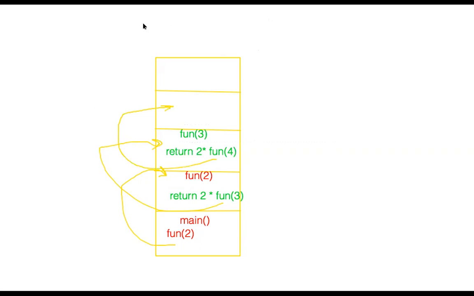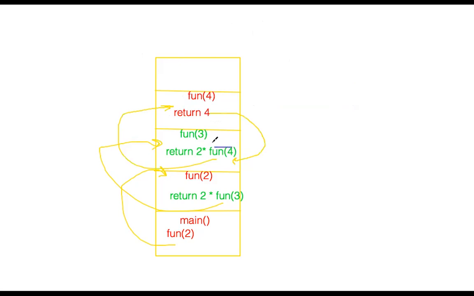So the fun of 4 function will be called. In the fun of 4 function, n equal to 4, this condition is now true. When the condition n equal to 4 is true, what should it return? It returns n. N means 4. But it returns to whom? To fun of 3. Yeah, it returns to fun of 3.